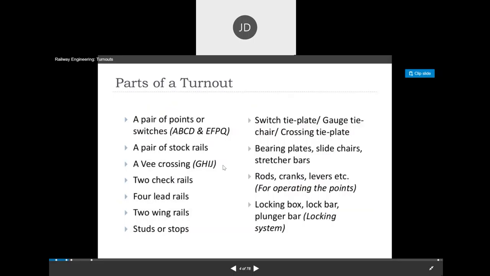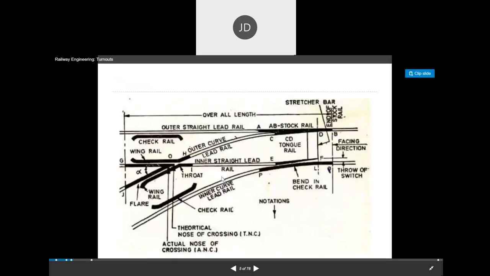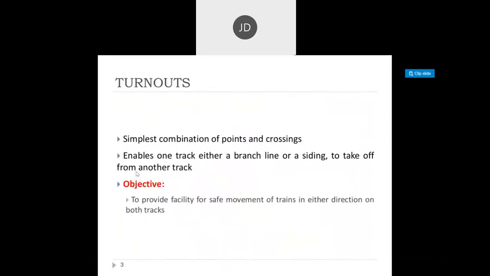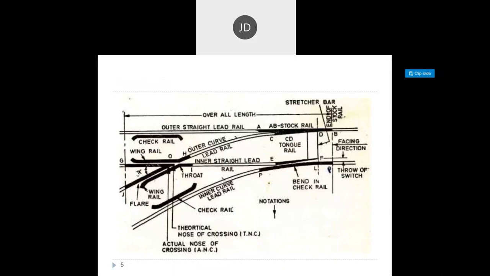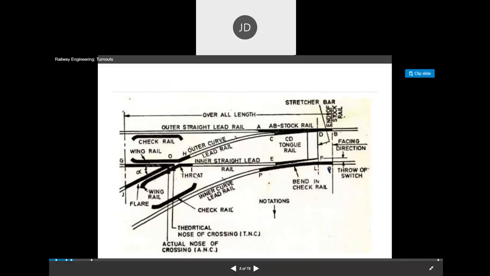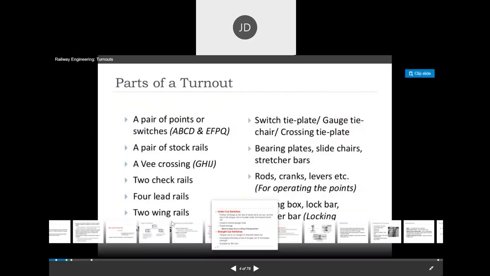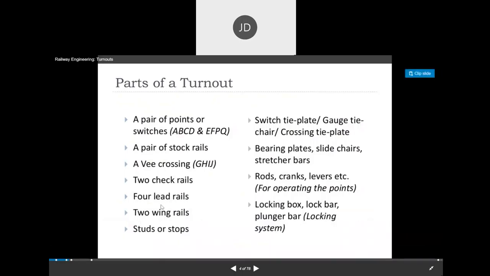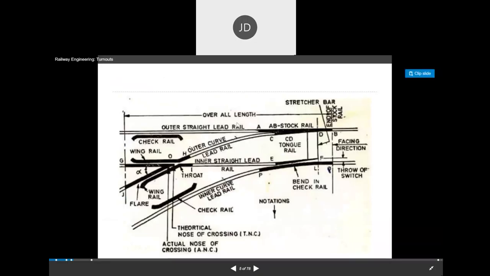Then the V crossing basically, here in this part. That means this one, GHIJ, this part actually, is a V crossing. Then two check rails, four lead rails like that. I already told you that this is the lead rails, this is the stock rail basically. AB, this is a stock rail, this is a stock rail, and here is a lead rail, which actually leads the train in a different direction.